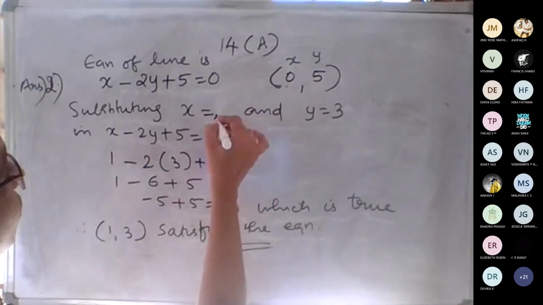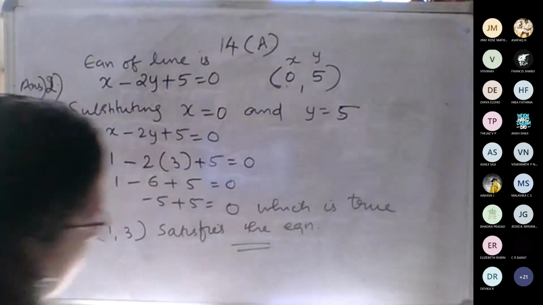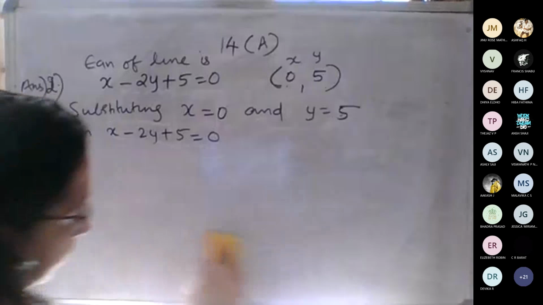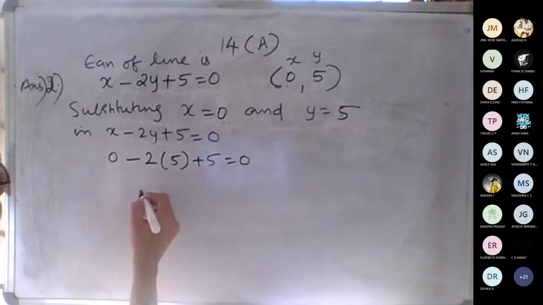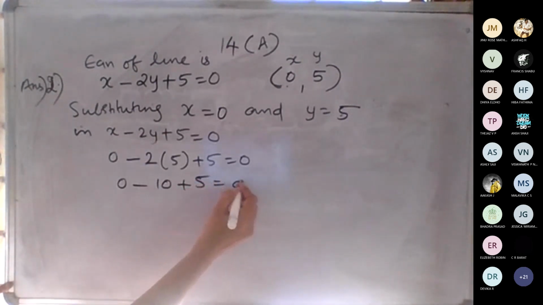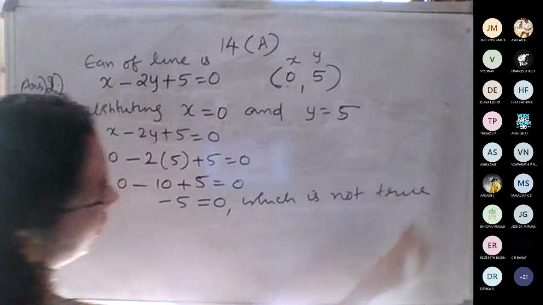So what do we want to write? Substituting x is equal to 0 and y is equal to 5 in x minus 2y plus 5 is equal to 0. x is 0 minus 2 into 5 plus 5 is equal to 0. Answer whether it is satisfied or not. Not satisfied. So it is not true.